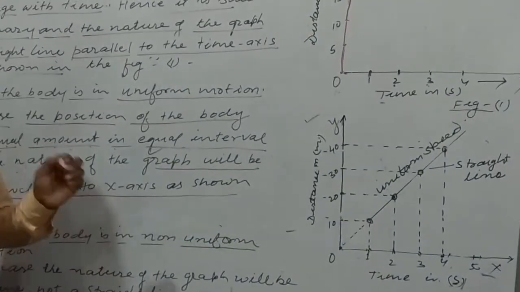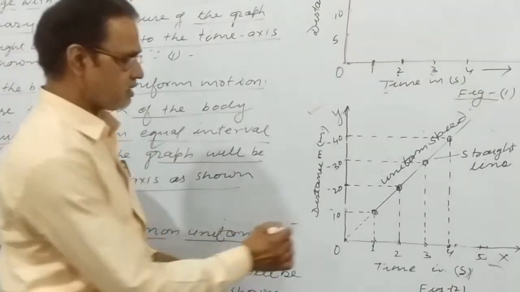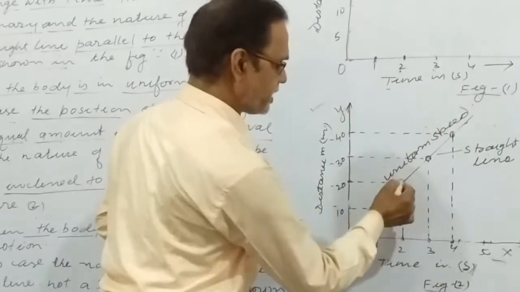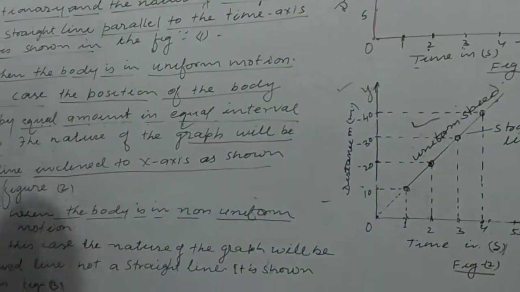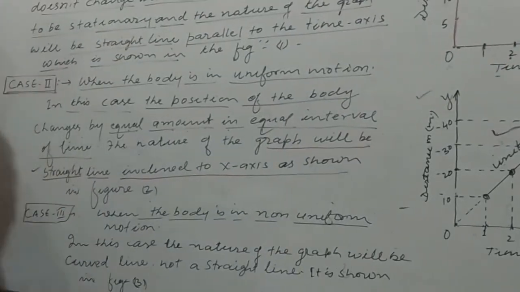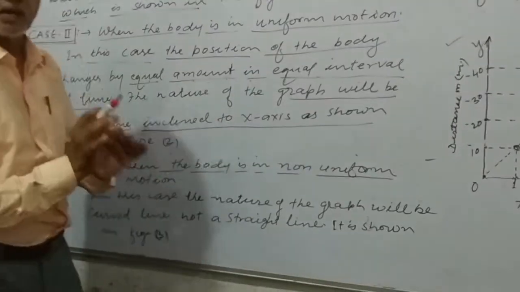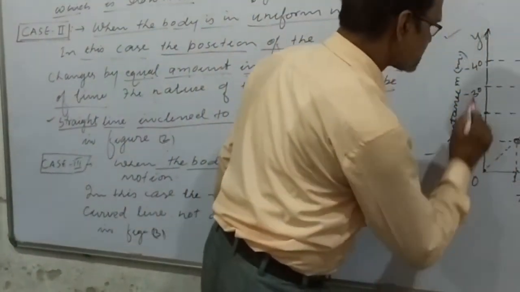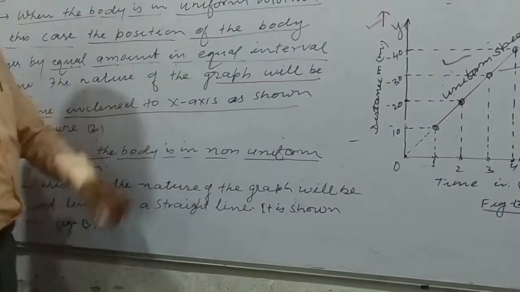Understanding? In this way, the body covers equal distance in equal interval of time. So such motion is uniform, and the nature of the graph will be a straight line inclined to the time axis. So this is the straight line. This shows the uniform speed. वो straight होगा, but inclined to the time axis. As the time increases, the distance also increases. Understanding? So this is the second case.